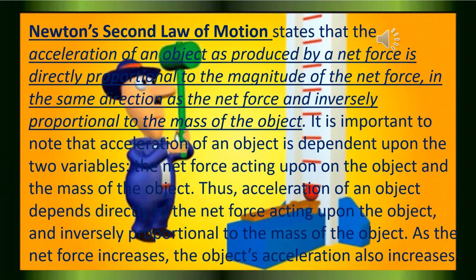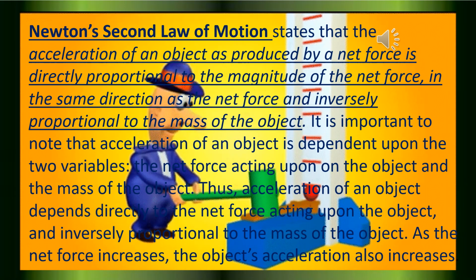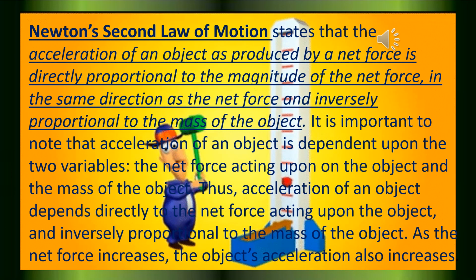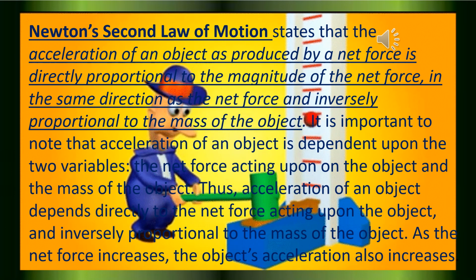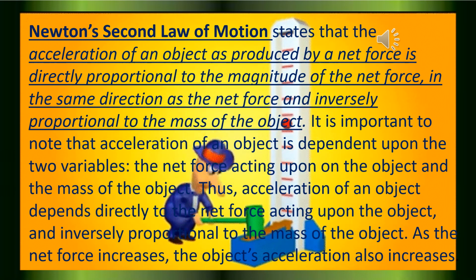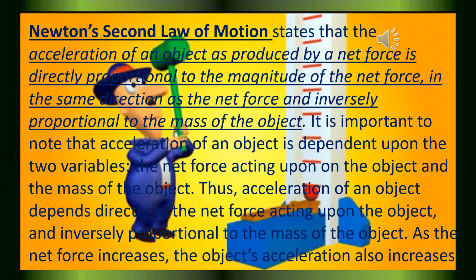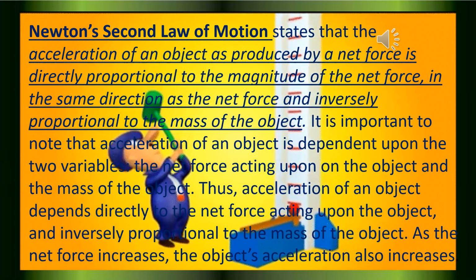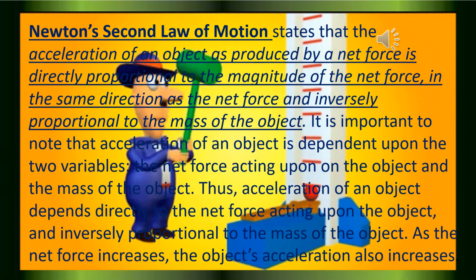Unbalanced force. Newton's second law of motion states that the acceleration of an object as produced by a net force is directly proportional to the magnitude of the net force, in the same direction as the net force, and inversely proportional to the mass of the object. It is important to note that the acceleration of an object is dependent upon two variables: the net force acting upon the object and the mass of the object.